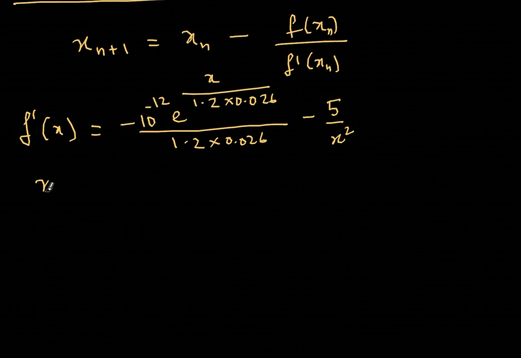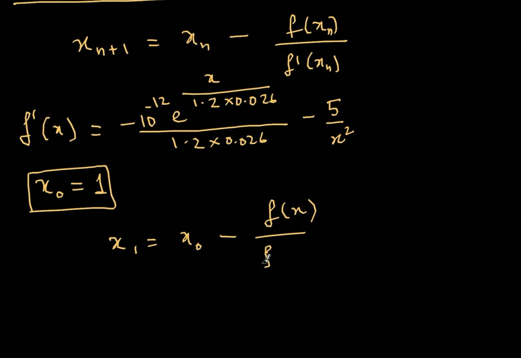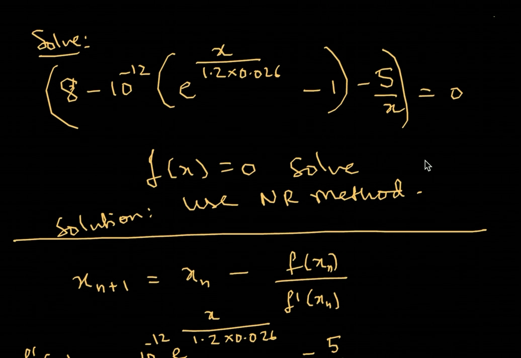Just assume that x0 is 1 and then I want to solve it. How to solve it? Nothing but x1 equal to x0 minus f of x by f dash x. To solve this, I'll make use of my MATLAB interface, so let me switch over to the MATLAB interface.